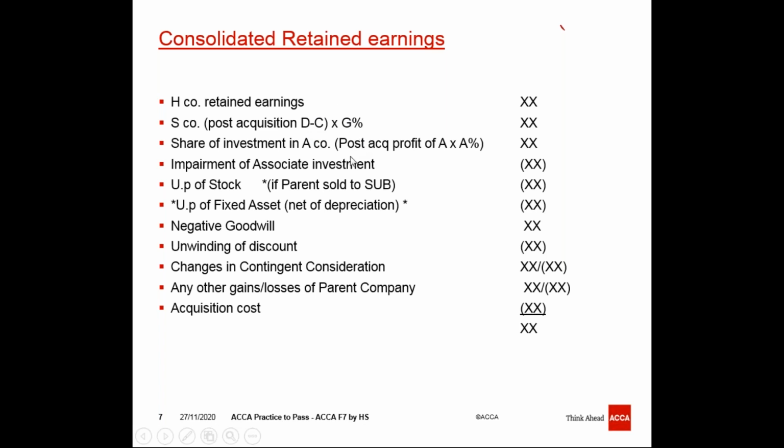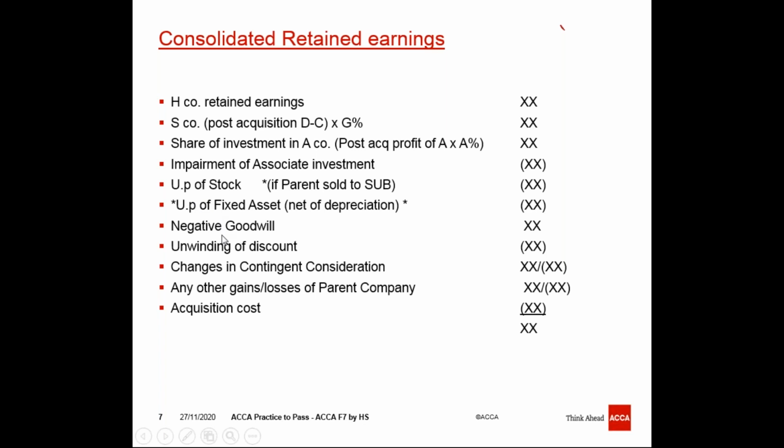Then you are required to adjust the share of associate profit if they have any. Then impairment losses should be deducted from here. Unrealized profit if the parent sold to the subsidiary. Similarly, there might be some cases when you face the unrealized profit on the fixed assets. There might be a situation in which the parent company is selling the non-current assets to the subsidiary company, or the subsidiary company is selling the non-current asset to the parent company. In this situation, you have to make the adjustments net of depreciation.